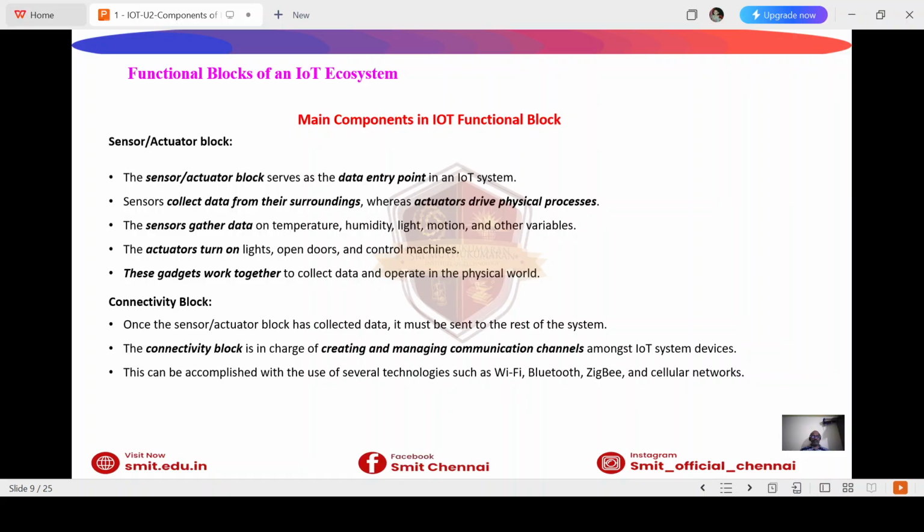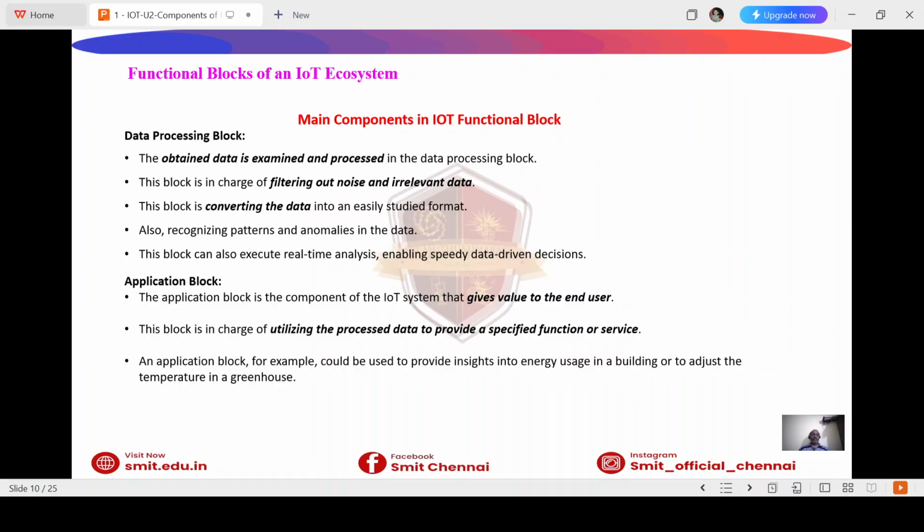The connectivity block is in charge of creating and managing communication channels among IoT devices with the help of several technologies like Wi-Fi, Bluetooth. This was also told already. And the data processing block, nothing but this block, is in charge of filtering out noise as well as irrelevant data and converting the raw data into an internet-usable and user-readable format.